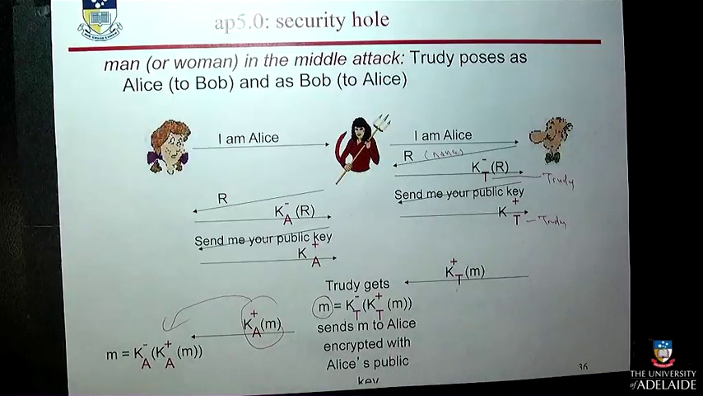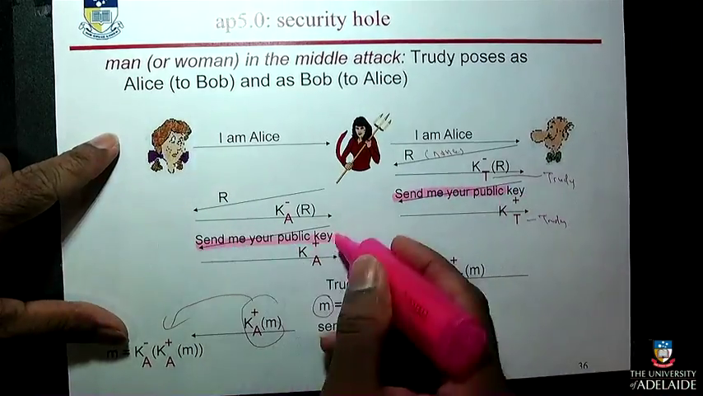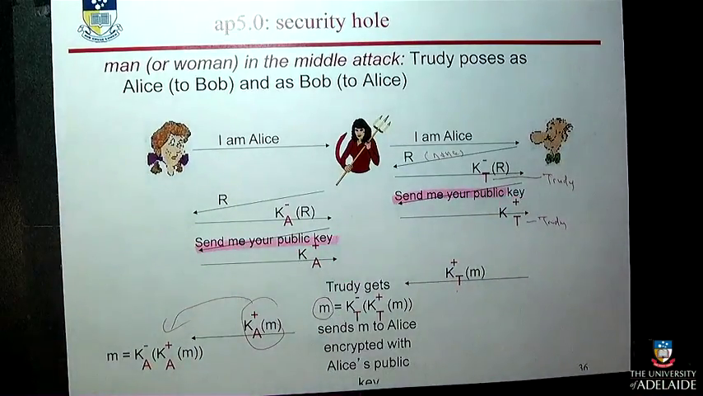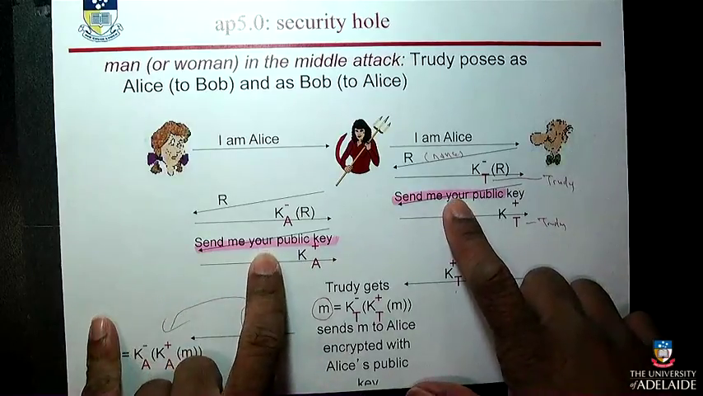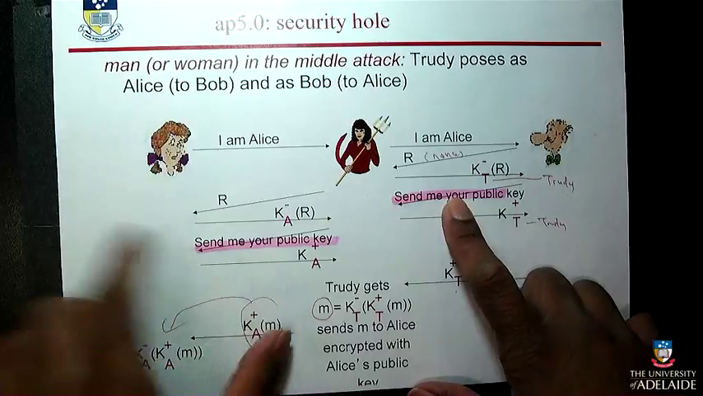So the key failure here is this step. This is the failure of this protocol. So we need a way to look up public keys where we can trust those public keys. How?